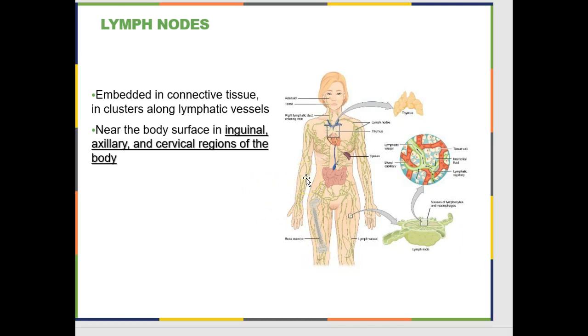This slide right here is a possible open-ended essay question. So you have lymph nodes scattered throughout your body. A lot of them are deeper within tissues, so you can't palpate them or feel for inflammation near the surface, but there are 3 regions of your body that have high concentrations of lymph nodes near the surface, so you just need to be able to list them. They are the inguinal region, the axillary region, and the cervical region. So your groin, your armpit, and your neck.